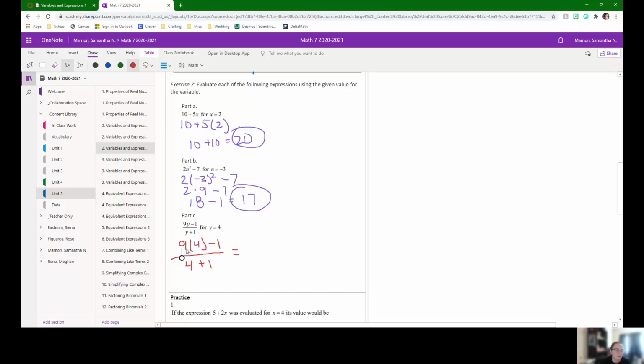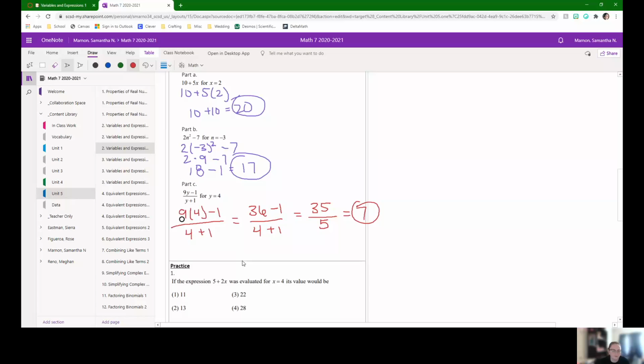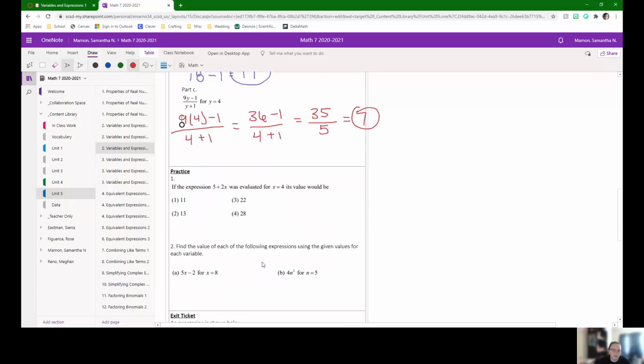I'm going to start with the top. 9 times 4 is 36. And we still have this minus 1, and I'm going to leave the 4 plus 1 for now. So now I'm down to subtraction and addition. I'm going to do these at the same step. 36 minus 1 is 35 over 4 plus 1 is 5. 35 divided by 5 is just 7. So these ones are a little weird, but we can still do them and we'll get used to seeing things that look like that. So now for the rest of class, we have some practice.